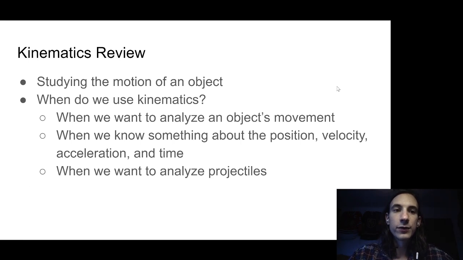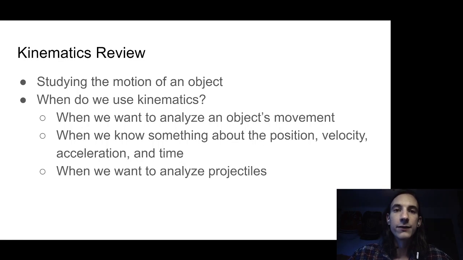So really quickly, I just want to review kinematics and talk over all these ideas. Kinematics is really just the study of the motion of an object. And one of the main things we want to think about now that we're reviewing for this AP test is, when do we actually want to use this? When is kinematics actually useful to us? We want to use kinematics anytime we're analyzing the motion of an object. So if we're analyzing something about its position, its velocity, its acceleration, the time that it's traveling for, kinematics is going to be a go-to for that.